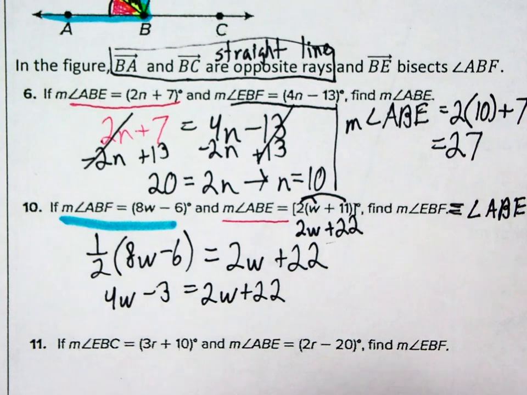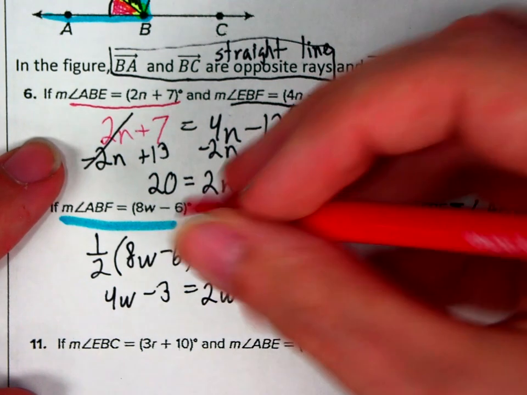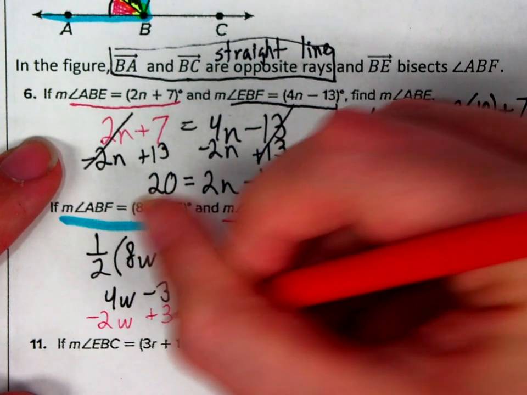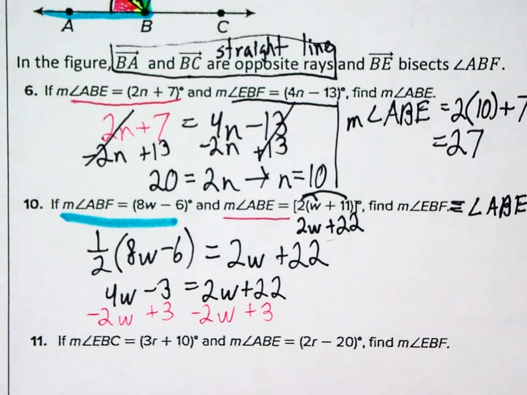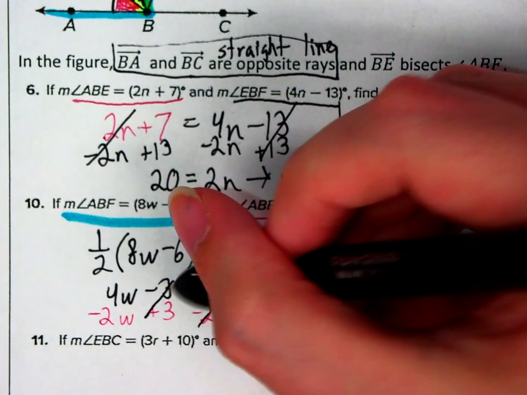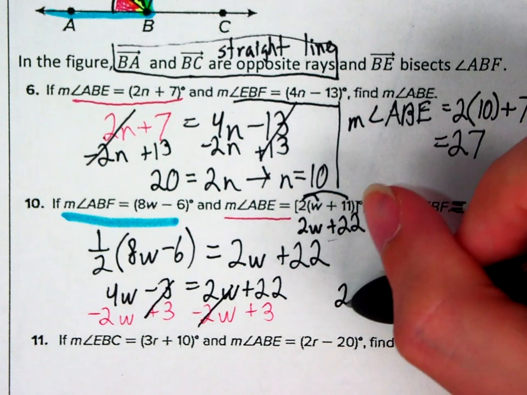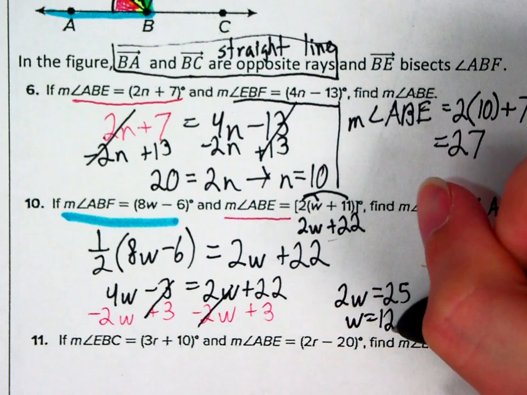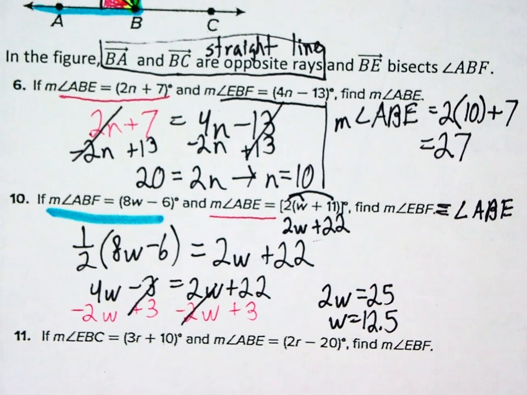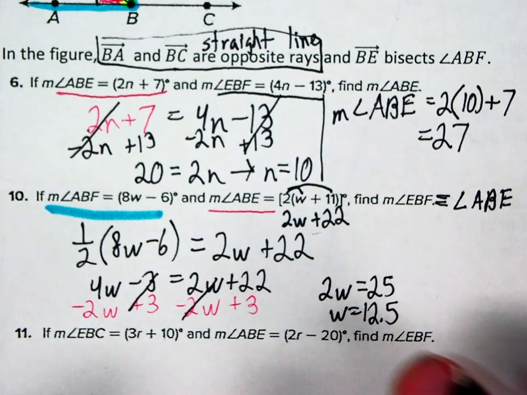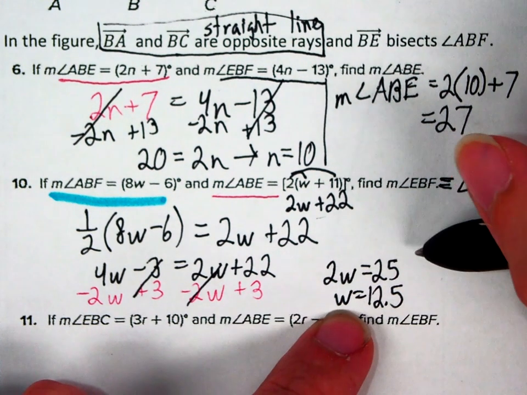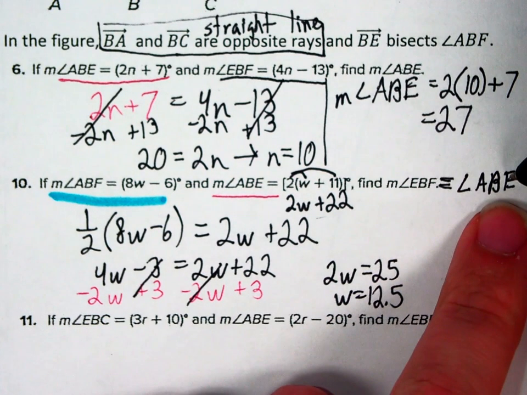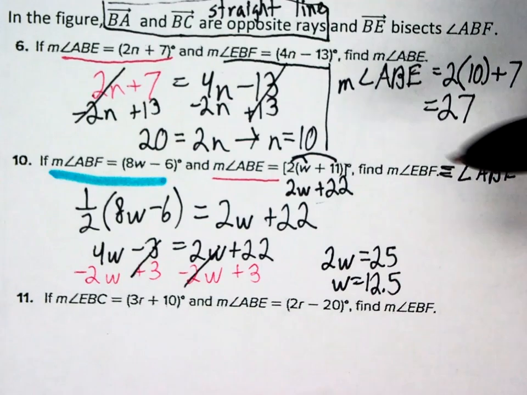We take similar solving steps like we did up here. We'll subtract 2w from both sides. We'll add 3 to both sides. We'll be left with 2w equals 25, which means w equals 12.5. Now that we know what w is, we can use it to find ABE. And since ABE is equivalent to EBF, we'll have our answer as well.